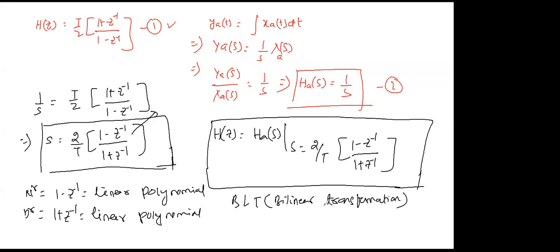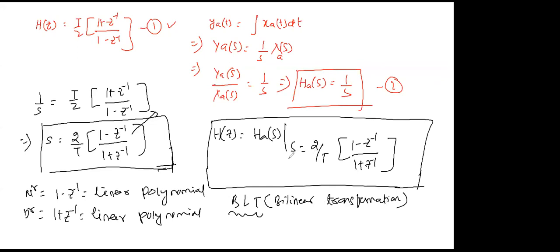Okay, yes or not? Section C and D, do you understand why the name is bilinear transformation? Yes or not? Section C and D. Yes, sir. Okay, it's very simple. The name is bilinear transformation. Okay, clear. So simple, it is very simple.